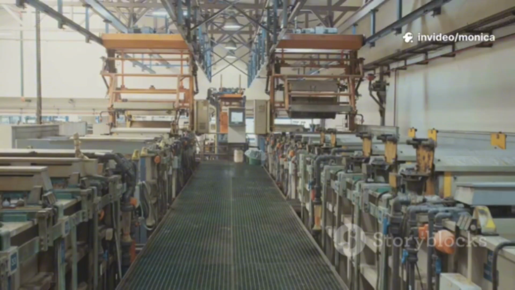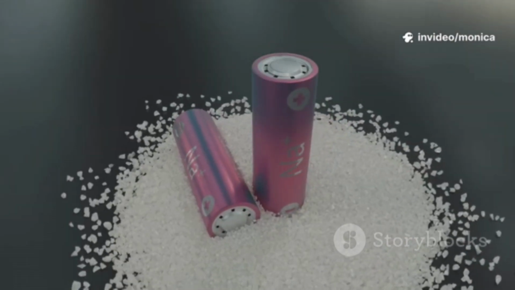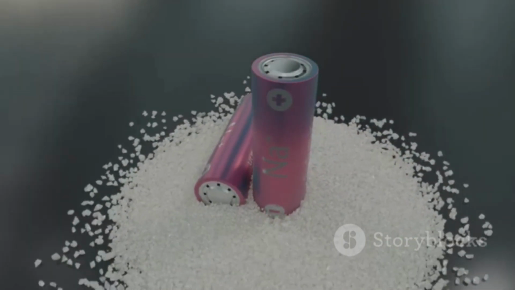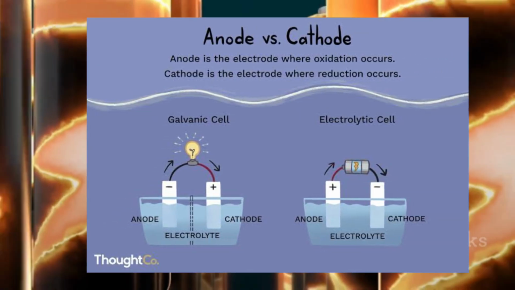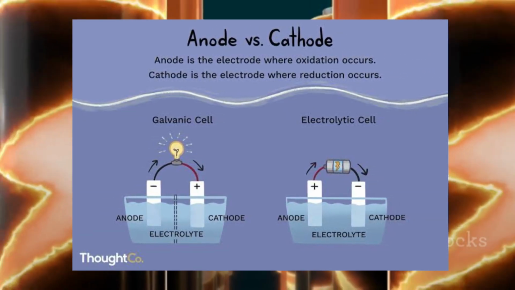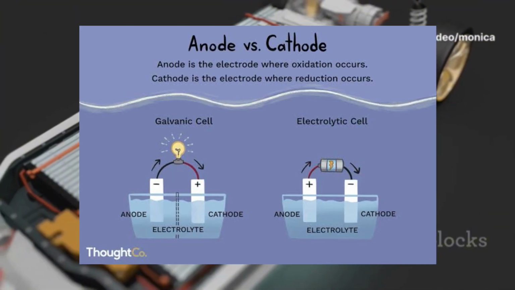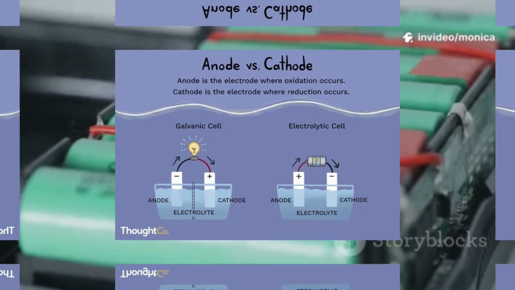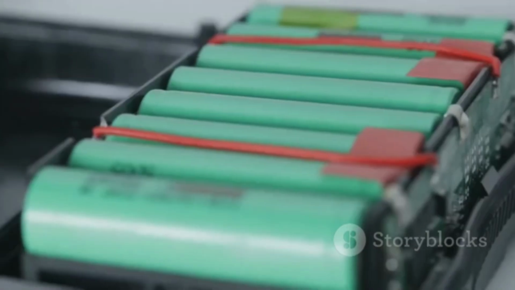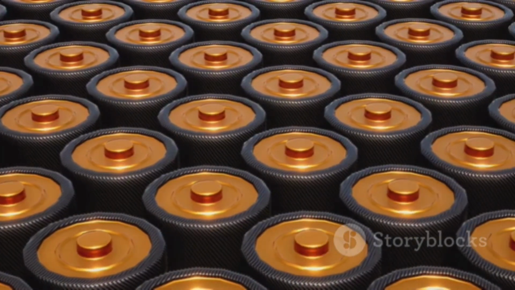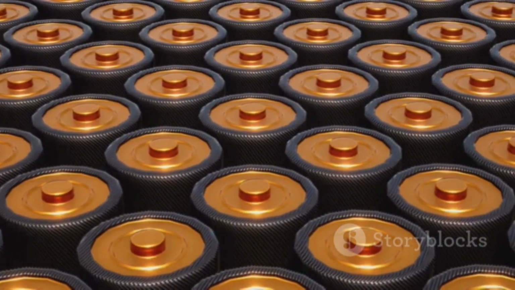Once the cell is assembled, it undergoes electrolyte filling. The electrolyte, typically a mixture of lithium salt and organic solvent, fills the space between the electrodes and separators. The filling process is done in a controlled environment to ensure proper filling and avoid contamination.